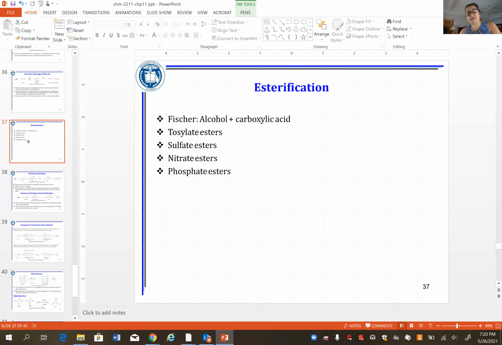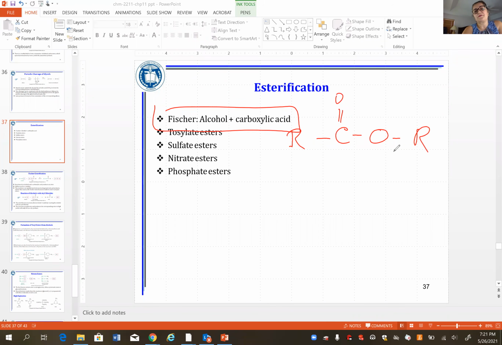Next, esterification. The only type of esterification that I want to talk about is the Fischer esterification, and the other types you are going to study on your own. We talked about the tosylate esters already. Just know the general format for the ester: you have a C=O double bond and then a C-O single bond, so you have an R group here and an R group there.